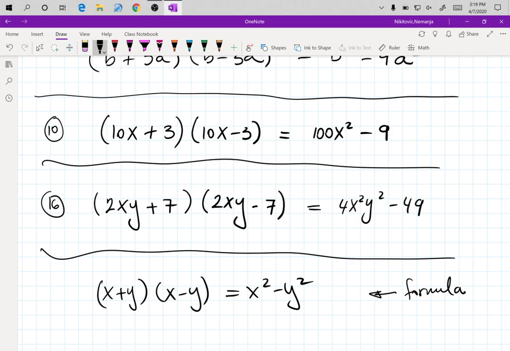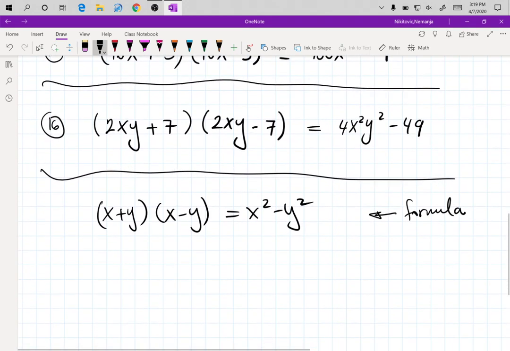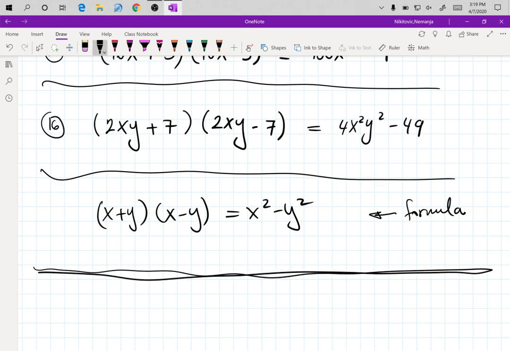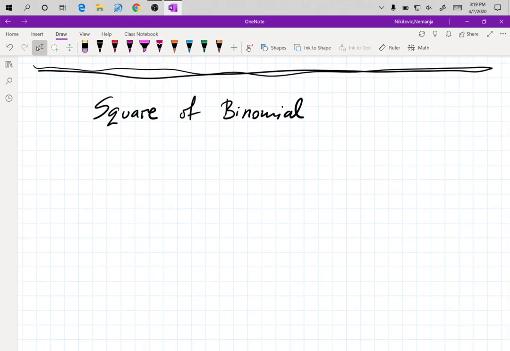We need to memorize this one because it will eventually show up. All right, so now we have one more special product to worry about, and this one is called the square of a binomial. Now we learned that binomials have two terms inside. Two terms in a polynomial, and it's called a binomial.